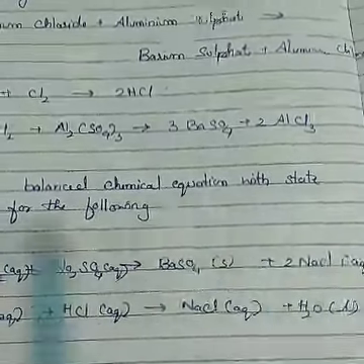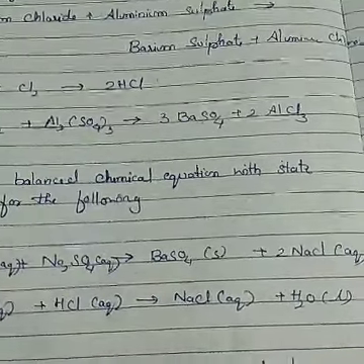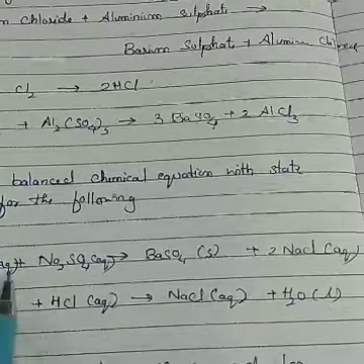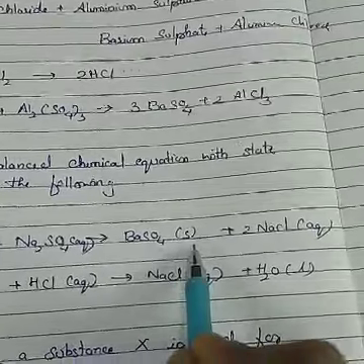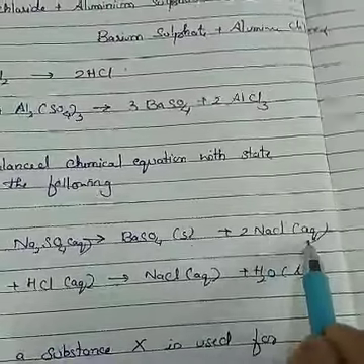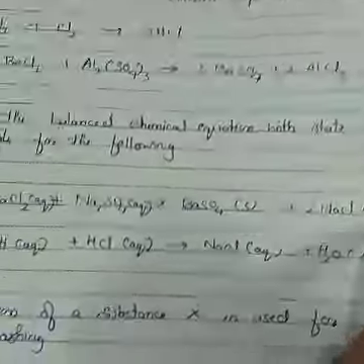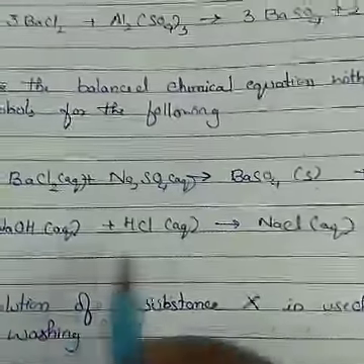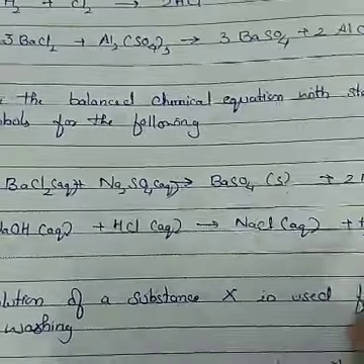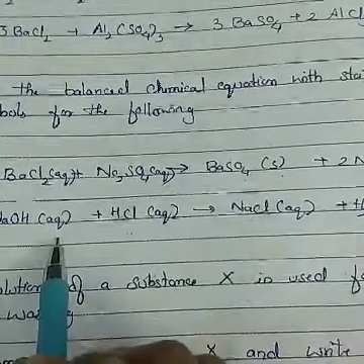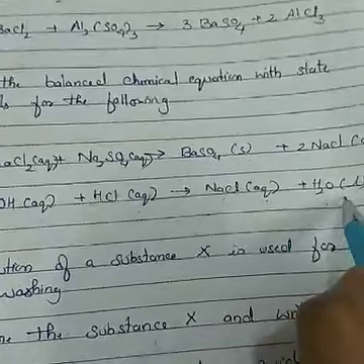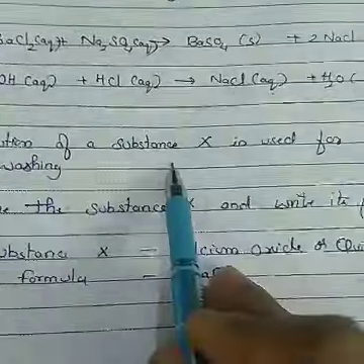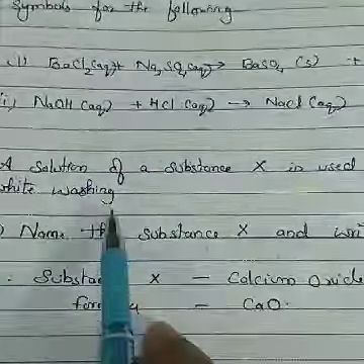Similarly, write the balanced equation for the following. Barium chloride is in the aqueous state, sodium sulfate is in the aqueous state. Barium sulfate, which is formed, is solid, and sodium chloride, which comes out in the reaction, is aqueous. Similarly, sodium hydroxide and HCl give rise to NaCl plus H2O. The sodium hydroxide is aqueous, HCl is also aqueous, sodium chloride is also aqueous, and water is in the liquid form. The next question. A solution of a substance X is used for whitewashing.